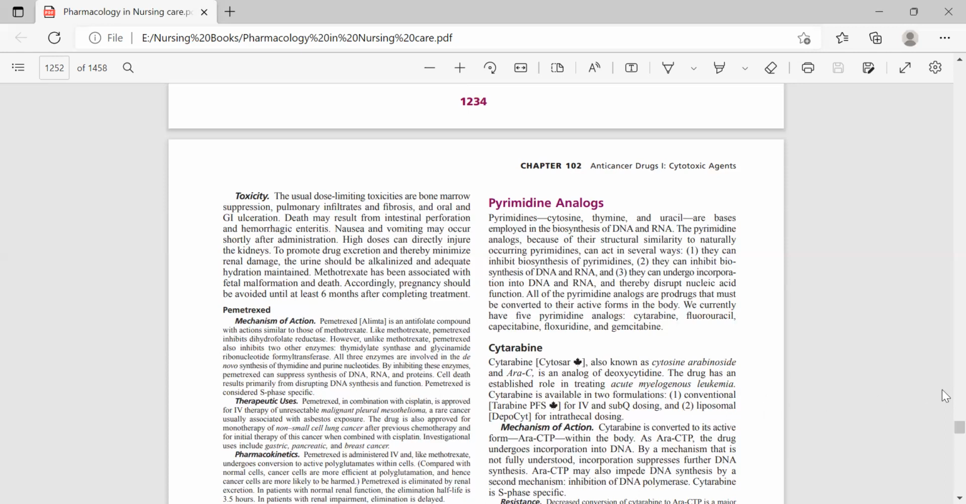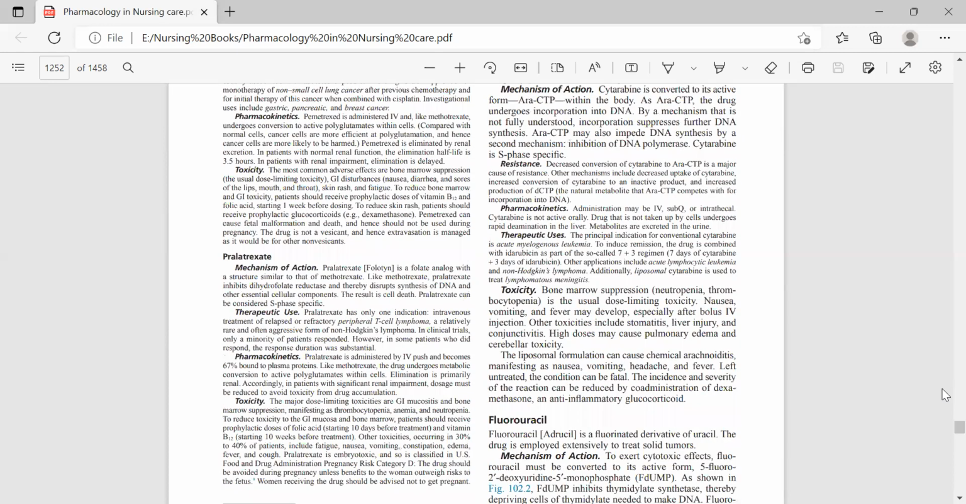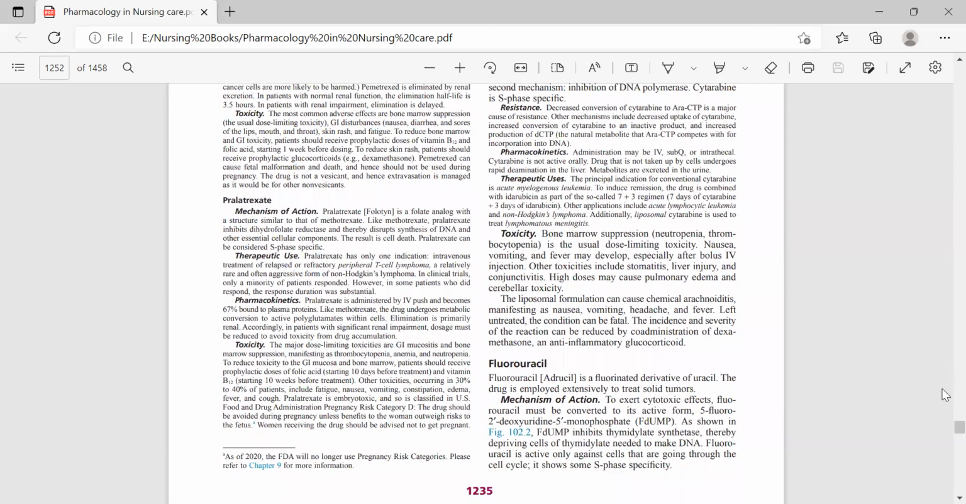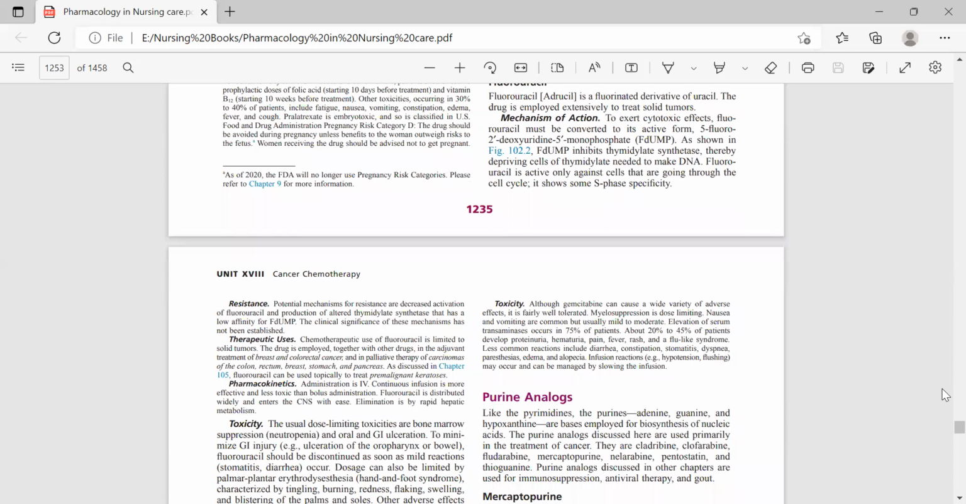This is very important to understand: to prevent or to treat the adverse reactions associated with anti-cancer agents, most of the time a glucocorticoid, which has anti-inflammatory activity also, and most commonly dexamethasone, is used as co-administration. The other important drug is fluorouracil.